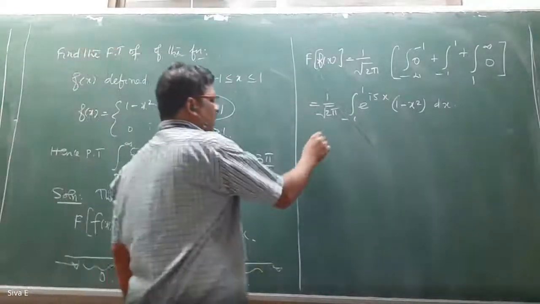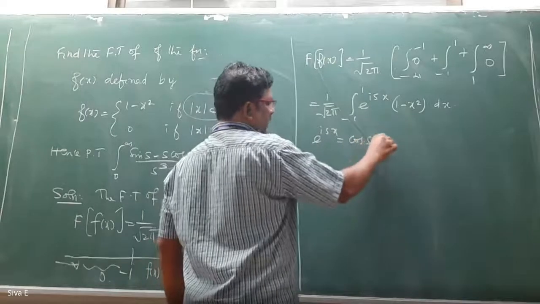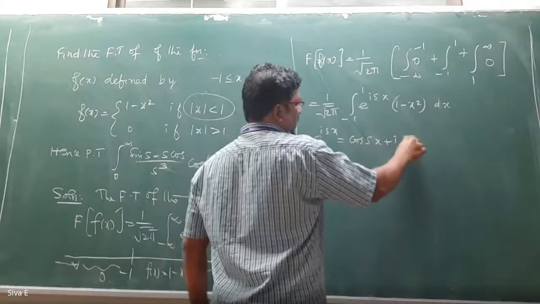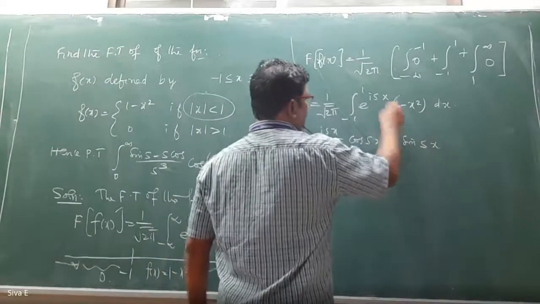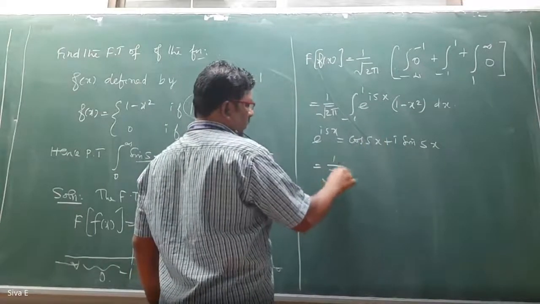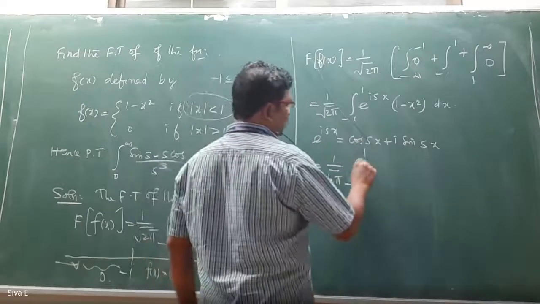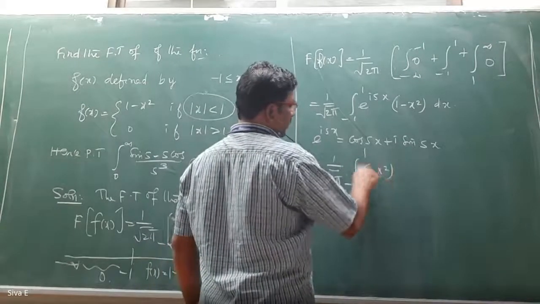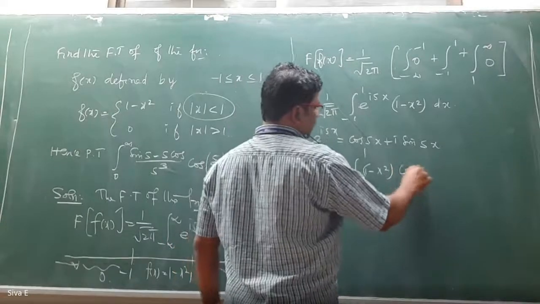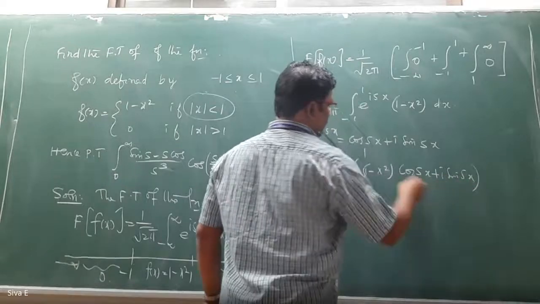What is the e power isx formula? Cos sx plus i sin sx. Substitute here, you will get 1 by root 2 pi, integral from minus 1 to plus 1, 1 minus x square, times cos sx plus i sin sx, dx.